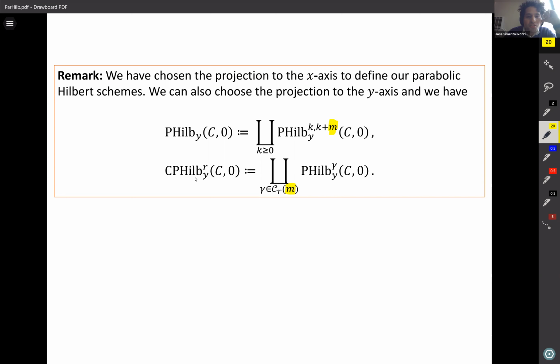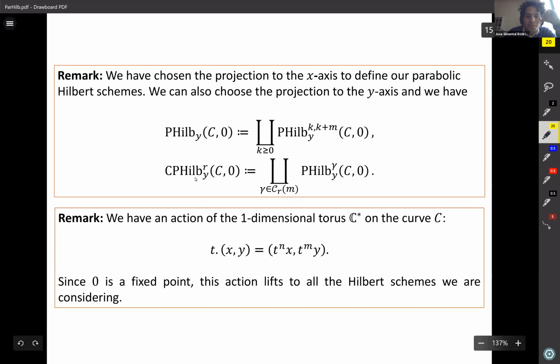And another observation is that we have an action of a one-dimensional torus on this curve. And since 0 is a fixed point, this action is going to lead to all the Hilbert schemes that we are considering. All the punctual Hilbert schemes, I mean. So we have an action on the Hilbert scheme, on the parabolic Hilbert scheme, and on the compositional parabolic Hilbert scheme, both in the x and in the y directions.